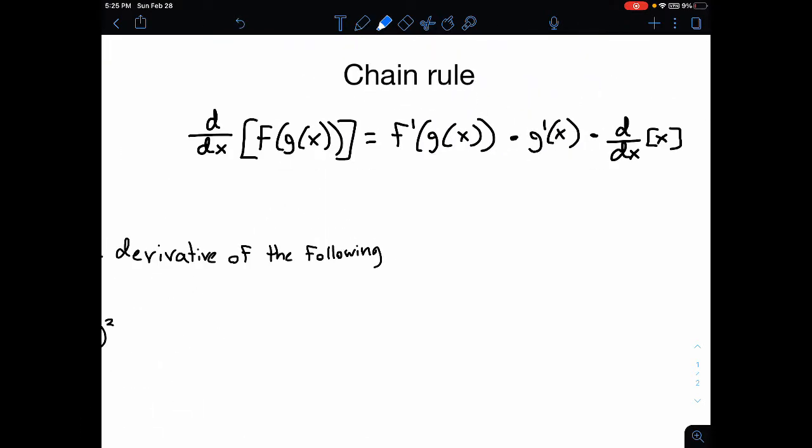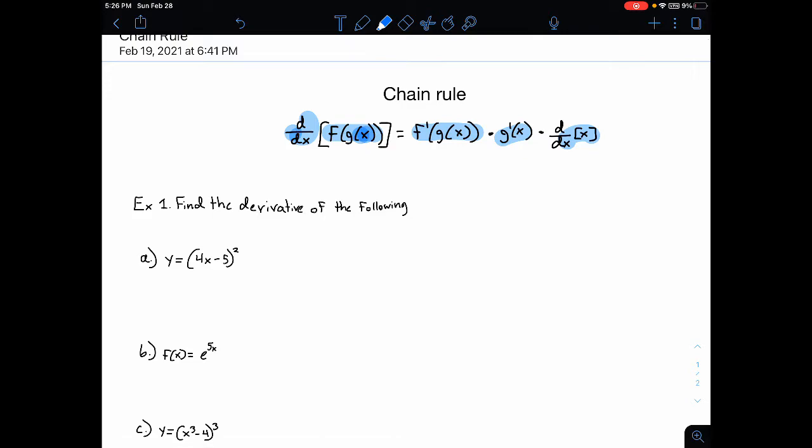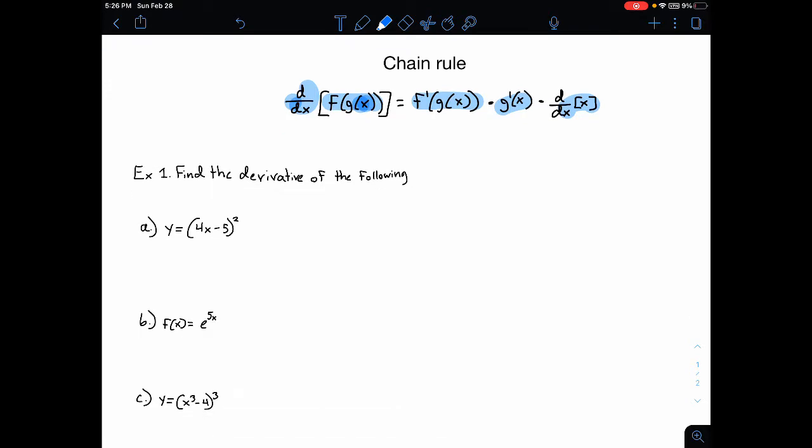So in the actual definition, you start by taking the derivative of f of x. You take f of x and leave the inside, so this g of x you just leave. And then you take the derivative of the inside, which is the derivative of g of x, and then the derivative of the x. So that's basically what the chain rule definition is, and we'll just apply that.